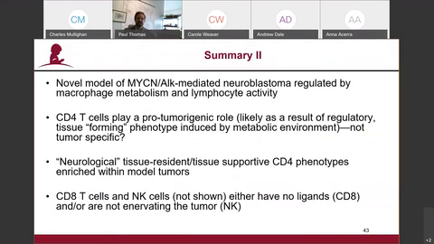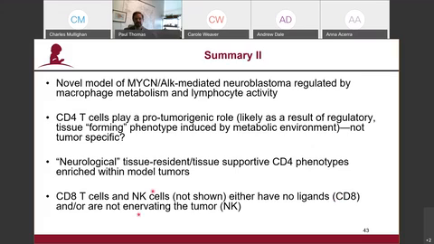And so what I've shown you in this last half is the novel model of MYCN and ALK-mediated neuroblastoma regulated by macrophage metabolism and lymphocyte activity. Here we think the CD4 T cells are playing a pro-tumorigenic role, induced into this phenotype, this regulatory tissue formation phenotype, by the metabolic environment controlled by the macrophages that they're co-localizing with. But these aren't tumor-specific T cells. These are tissue-resident IEL-like populations. We sort of are starting to call these neurological tissue resident because they also match the profile of a lot of T cells that you find in the developing brain, supportive of CD4 phenotypes.